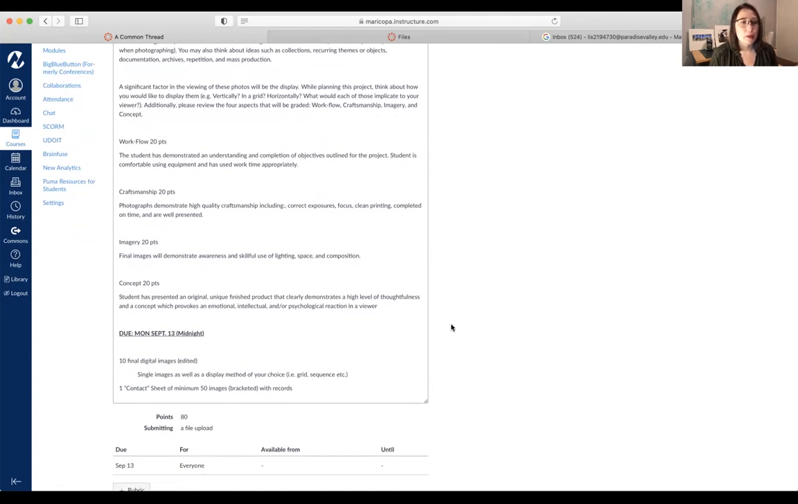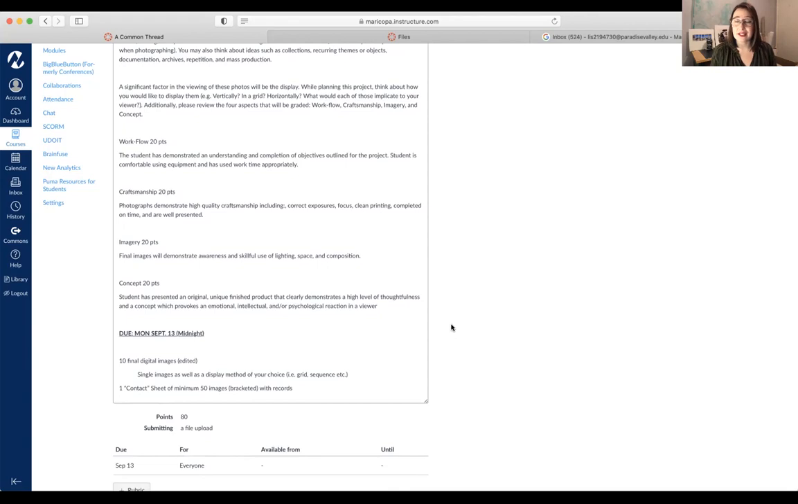Craftsmanship, also 20 points. Photographs demonstrate a high quality craftsmanship, including correct exposures, focus, clean printing, and/or thoughtful display, completed on time, and well presented. Okay, so that is all the technical stuff. Is this technically a good photograph? Did you have good craftsmanship? Did you have an attention to detail? That's kind of what that one talks about.